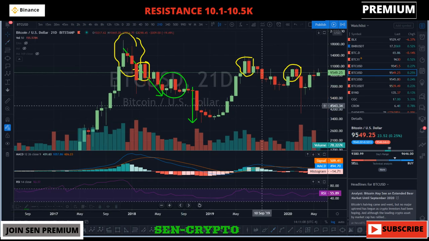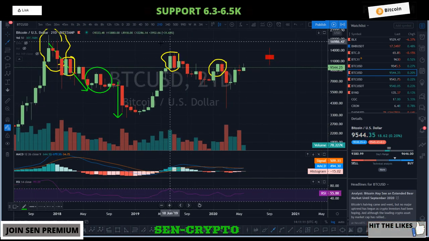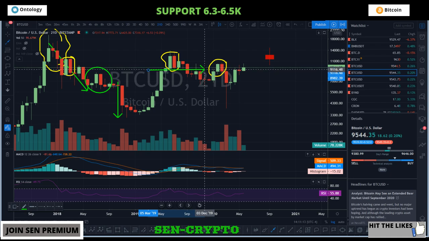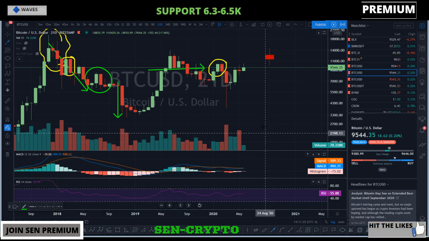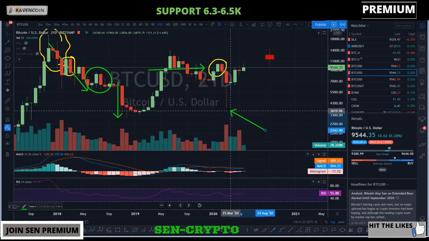Once again, at 14k, we were calling for BTC to drop down to like 5k, the 0.618. You can see most analysts were ignoring the tweezer top, okay? We dropped all the way down to 4200.